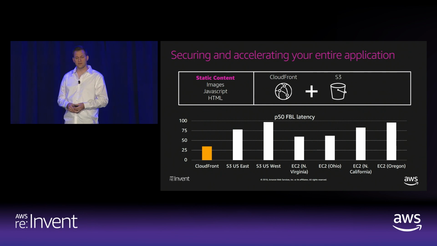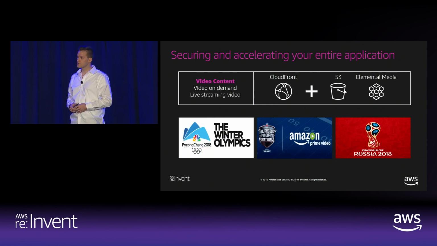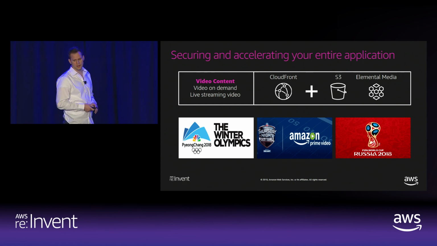But it can also include video on demand content, such as pre-recorded content, as well as live streaming content. This is particularly beneficial when you're using CloudFront's integration with AWS Elemental Media Services. Over the past few years, we've served and delivered a wide number of large-scale live streaming events, such as the 2018 Winter Olympics, Thursday Night Football through Prime Video, and also the 2018 FIFA World Cup.